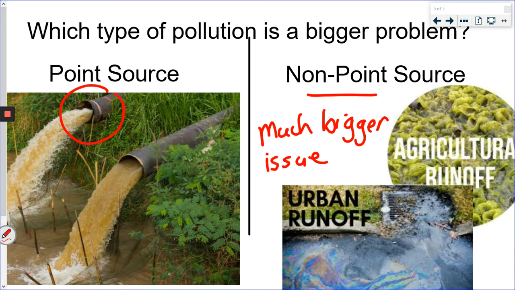So anyway, I hope that helps you understand the difference between point source and non-point source. And if you will take your little check-in for me, that would be fabulous. It won't take you long. It's only 10 questions. I think each of them only have 2 answer choices. So you should be done in 5 minutes and on with your day.